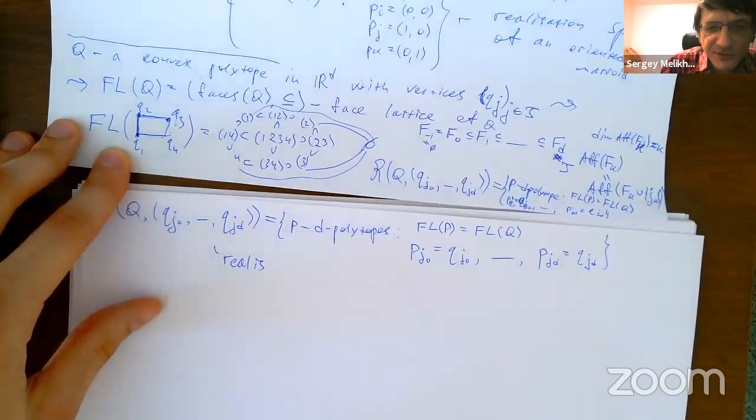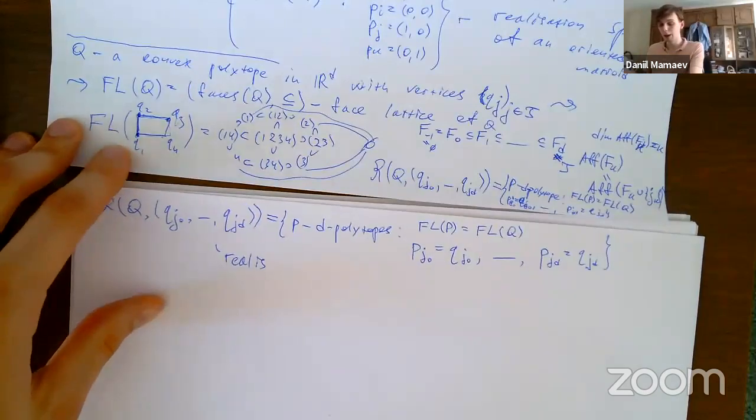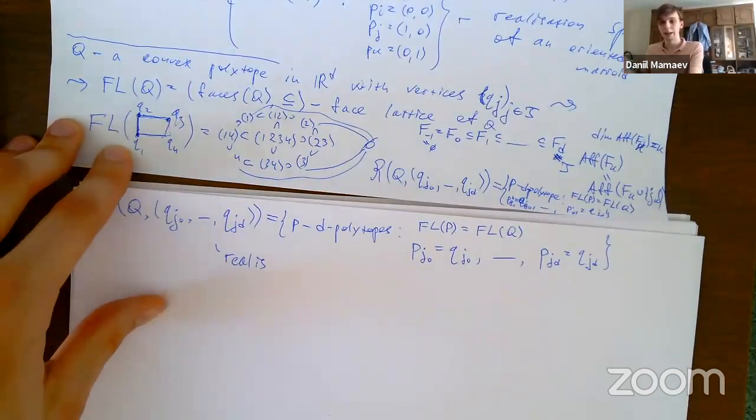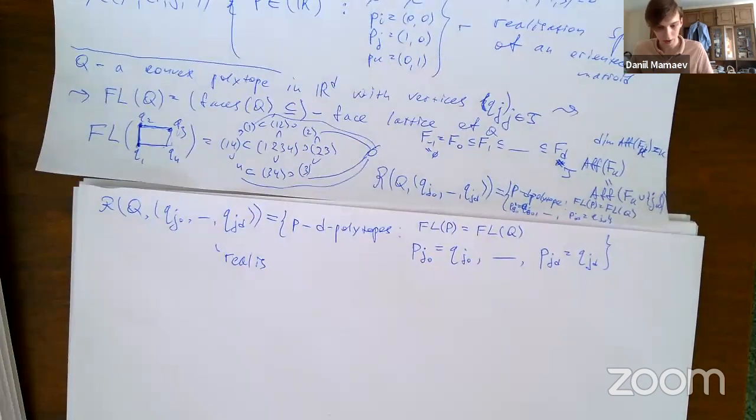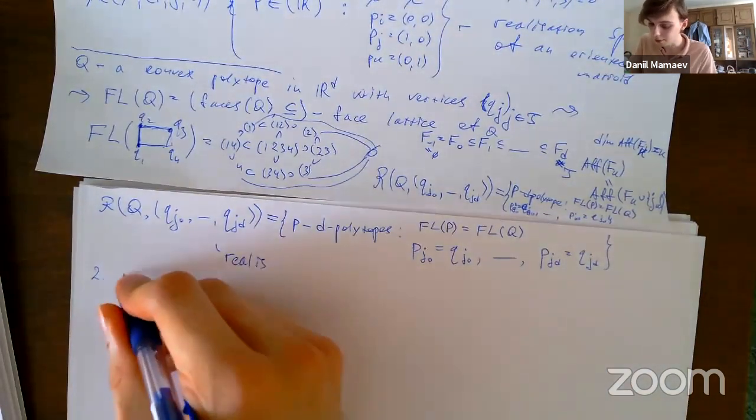So you demand that this generating simplex in the first polytope is the same as in the second polytope. Yeah, because if it's not the same, then we can just use an affine transformation to make it the same, and we are not interested in affine transformations. We want to factor them out, and it is the way we do it. Okay. So these are realization spaces.